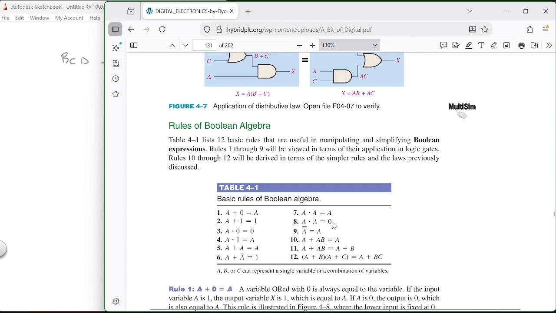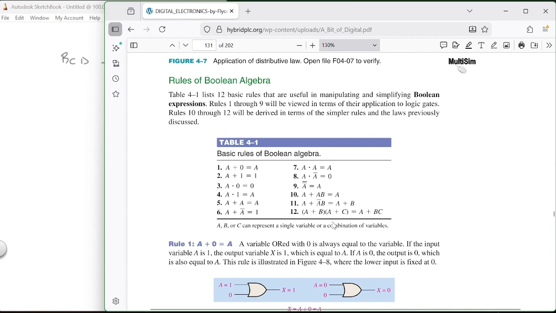A and A not is always a 0. The not of A not is A. That is kind of important, okay? The not of the not is back to the original.